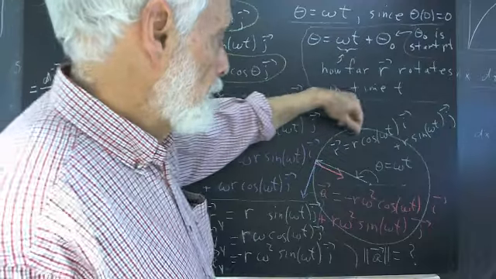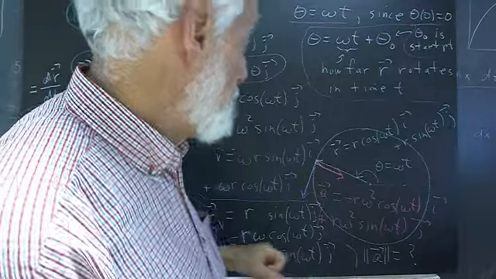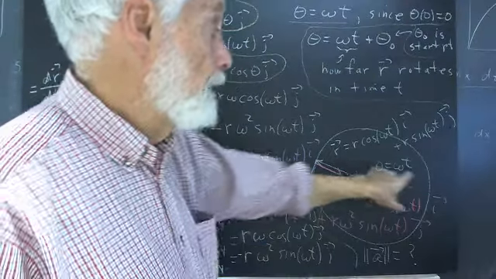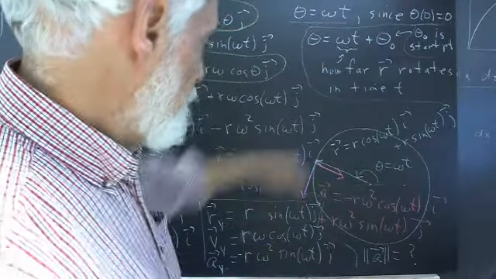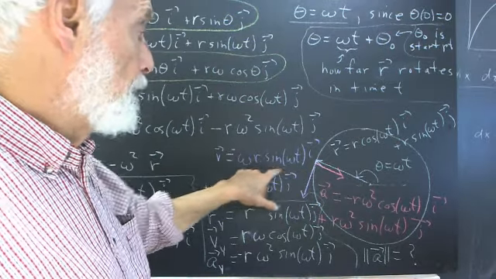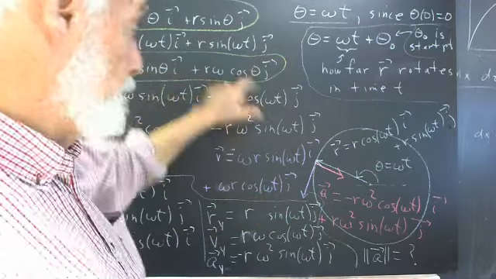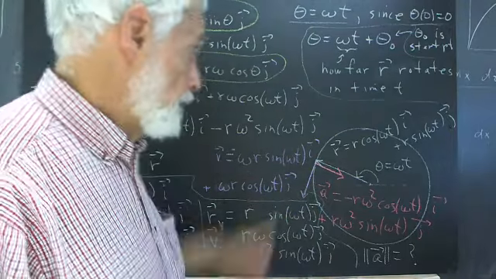We have our r vector, which is r cosine omega t i plus r sine omega t j. The angle is theta, which equals omega t. The velocity vector is v equals negative omega r sine omega t i, and so on. I'm not going to read it to you. It's the same as what we have up here. It's perpendicular to the r vector.